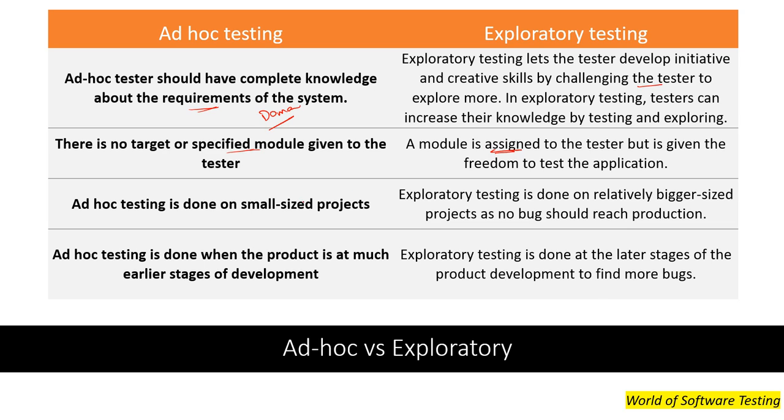Ad hoc testing is done on small size projects, and exploratory testing is done on relatively bigger size projects. On the relatively bigger size projects, we can perform exploratory testing as no bug should reach production. Ad hoc testing is done when the product is at much earlier stages of development, and exploratory testing is done at the later stages of product development to find more bugs.